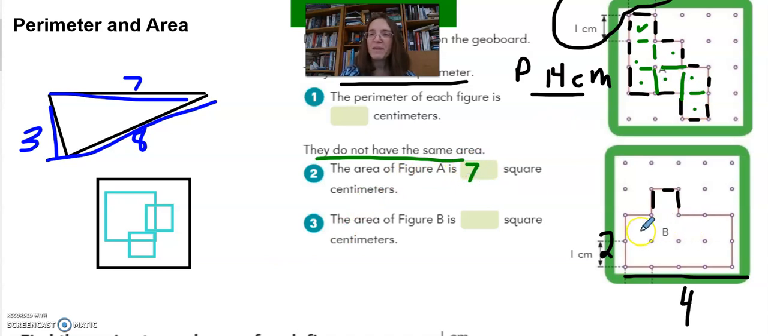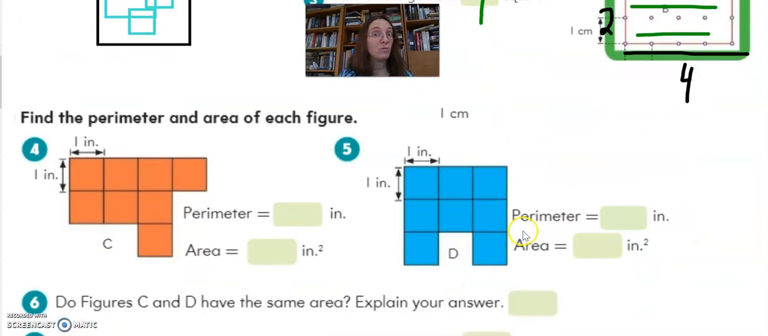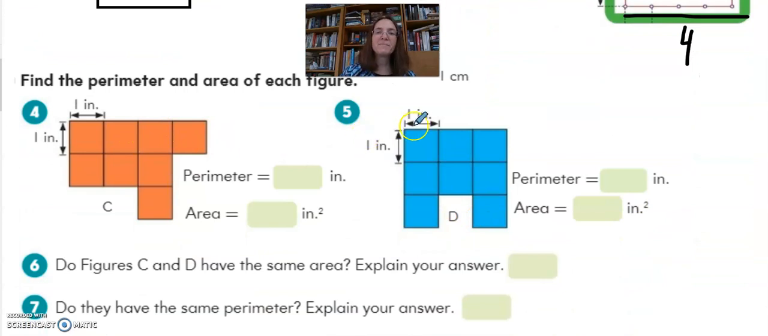The area of figure B, well, this is a row of 4. And this is a row of 4. 4 plus 4 is 8. And this right here, that would be 1 more. 8 plus 1 is 9. So there's something important to realize about area and perimeter. They don't always match.